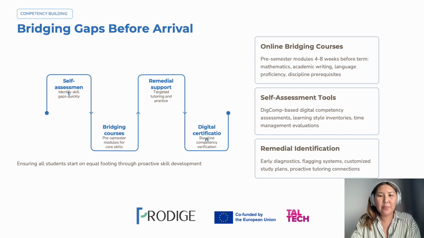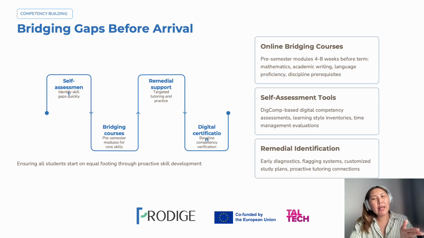Now let's talk about competency building, because not all students arrive with the same preparation. Online bridging courses are pre-semester modules offered 4 to 8 weeks before the term starts. This might cover mathematics, academic writing, language proficiency, or discipline-specific prerequisites. Students who need them can get up to speed before they're already behind. We can also include some self-assessment tools.